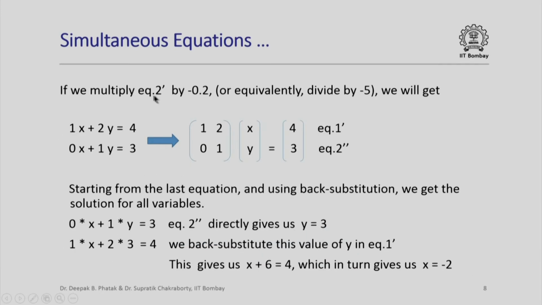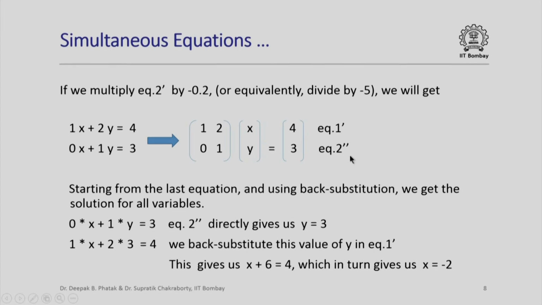If we multiply equation 2 prime by minus 0.2 or equivalently divide the whole thing by minus 5, we will get 1x plus 2y equal to 4, 0x plus 1y equal to 3. Notice that we are following the same rules, and therefore this system is the same as the previous system. But now the matrix is 1 2 0 1 and the right hand side is now 4 3. We call them equation 1 prime and equation 2 prime.